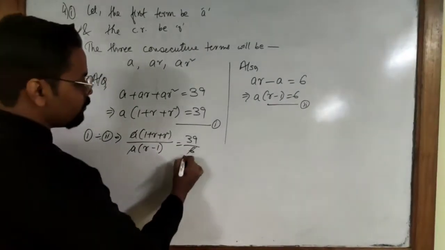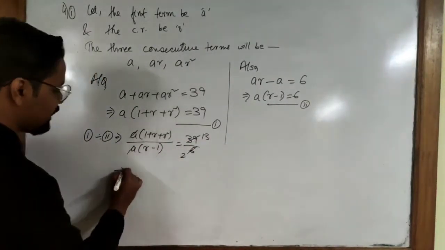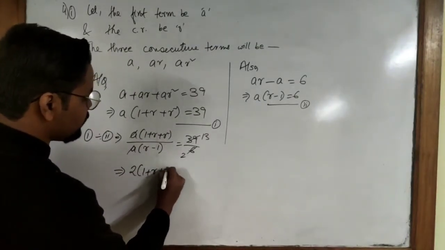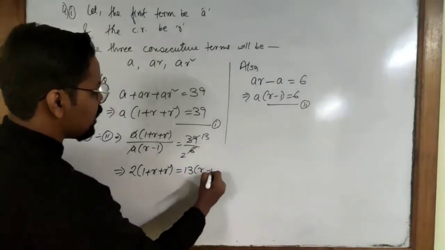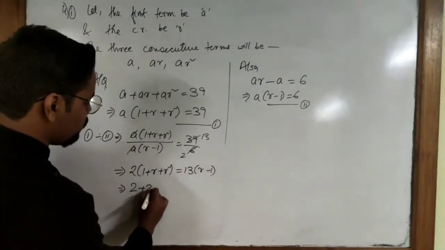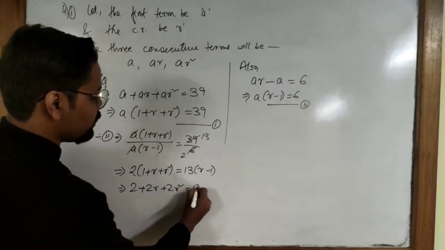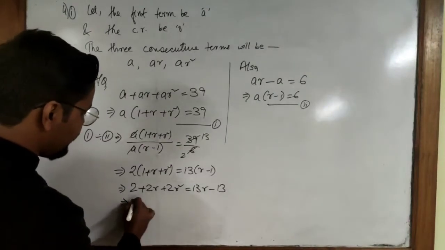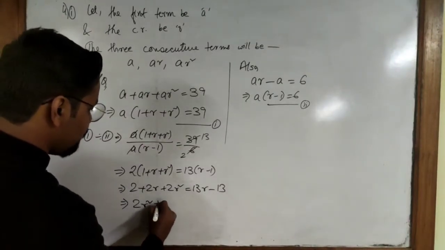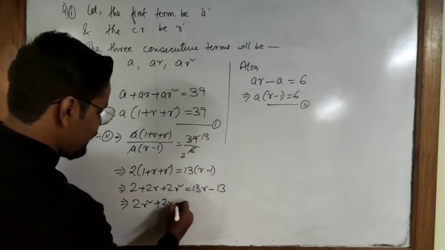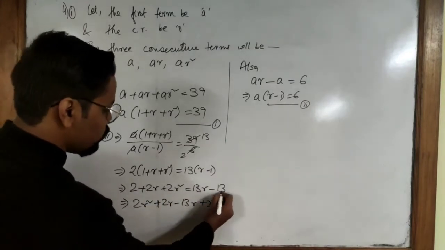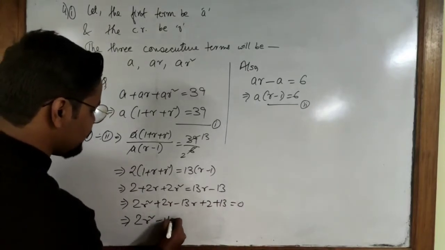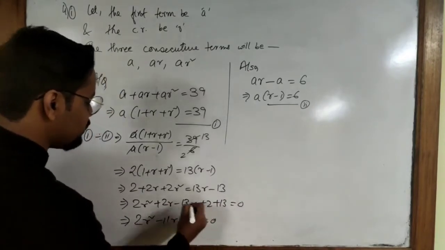A will cancel out. Here we will get 3 2s are 6, 3 into 13. Let us do some side change. So, we will get 2 into this. So, it is 2 into 1 plus r plus r square equal to 13 into r minus 1. So, it is 2 plus twice r plus twice r square is equal to 13r minus 13. Let us bring all these to the same side. So, we will get twice r square plus 2r minus 13r plus 2 plus 13 equal to 0. So, we have twice r square minus 11r plus 15 equals 0.